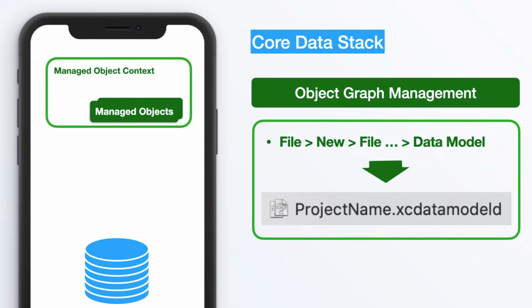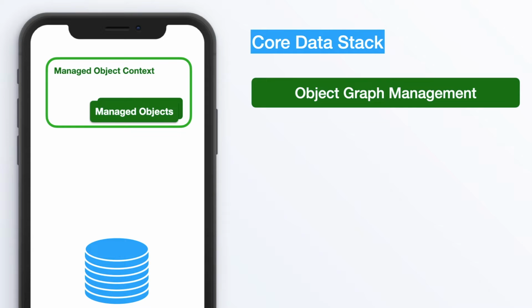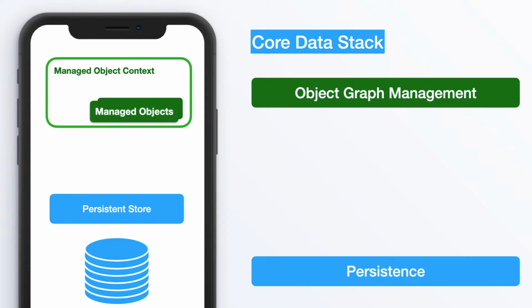We will have a closer look at this in a bit. Now, besides the object graph management, there's also the persistence layer. On the persistence layer, we have the persistence store, which is responsible for storing our data onto the flash drive, but also retrieving it back in a format that can be read back.